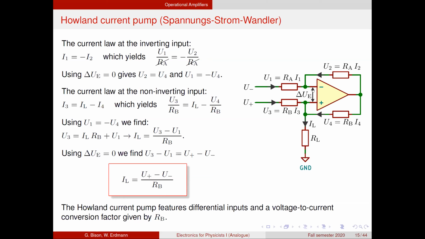since the difference voltage here is 0, we know that voltage 2, so the difference between here and here, is equal to voltage 4, the difference between here and here. And the voltage 1, difference between here and here, is equal to minus voltage 4, this one. So this is a consequence of that.